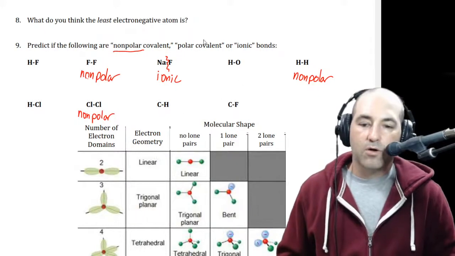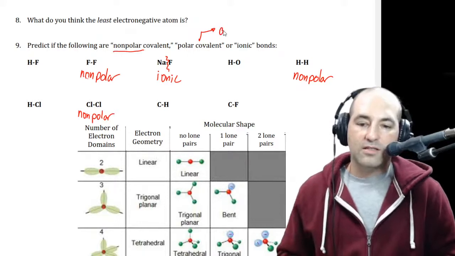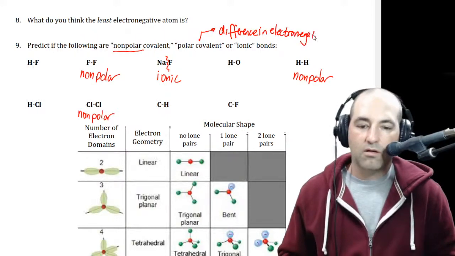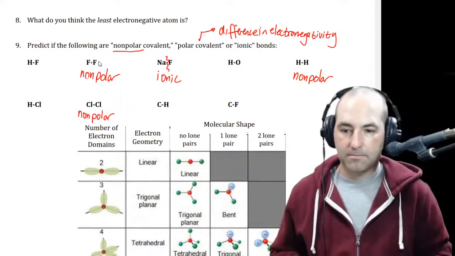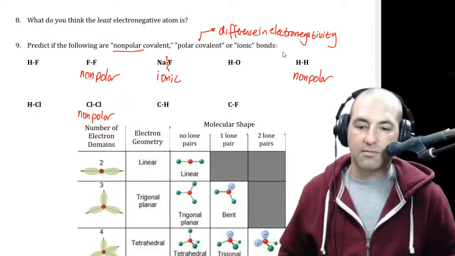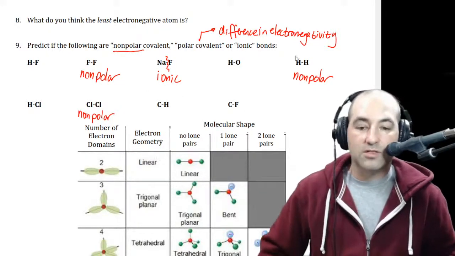So when we look for polar covalent bonds, and you can read more about this in the book, we're looking for a difference in electronegativity between the two atoms, not just the absolute electronegativity. So yes, fluorine is the most electronegative, but the difference in electronegativity between two fluorines is 0, because it's the same thing. Okay, so now we have to deal with these more difficult ones where there's a difference.